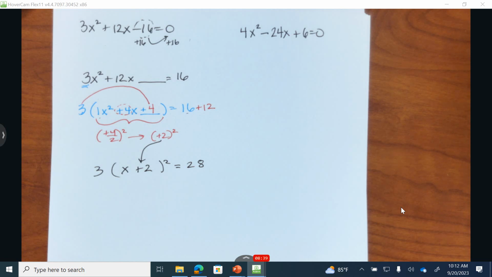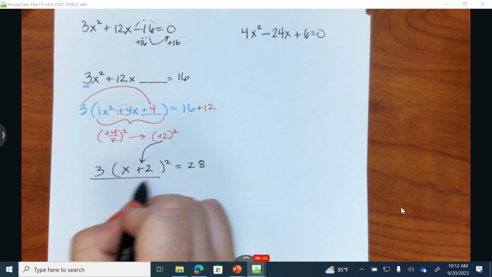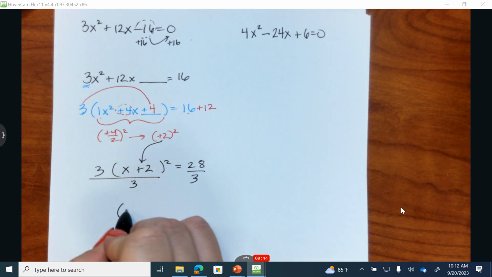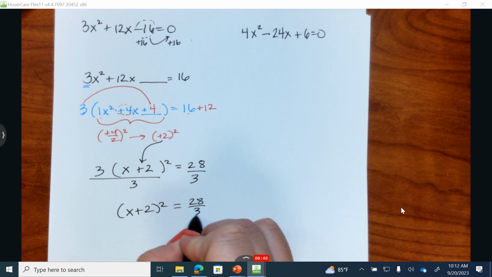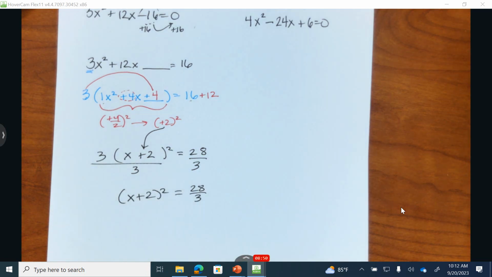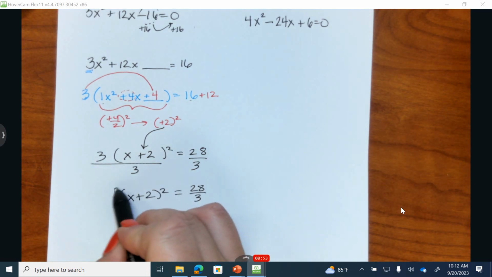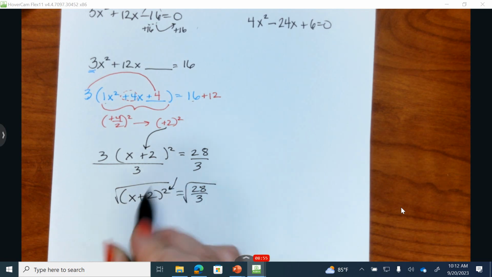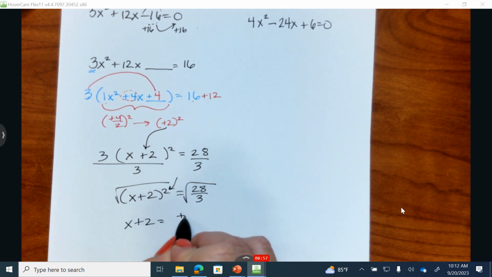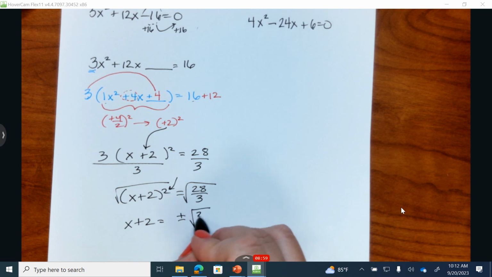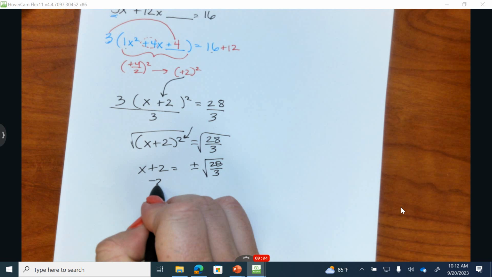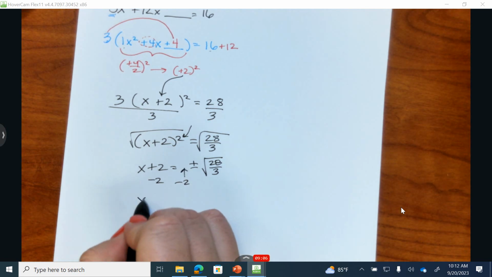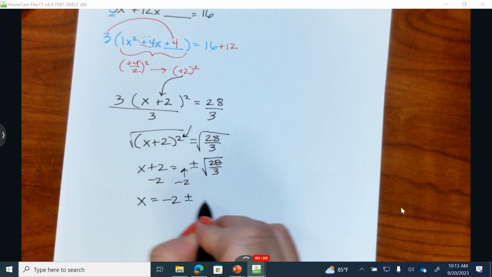So how do I go about solving for x? I'm going to divide by 3, divide by 3. 28 does not divide by 3 nicely, so we're going to leave it as a fraction. And now to isolate the x, I take the square root of the left and right. Remember, this means two solutions, so plus or minus. And now to isolate the x, I'm going to move the 2 to the opposite side. It's always going to sneak in front. X equals negative 2 plus or minus the square root of 28 over 3.